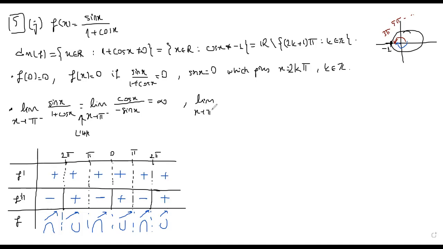From the right, we need to compute that too. So we will have the same function f of x inside of the limit. Now it will be again sinus pi is 0 and 1 plus cosinus pi is 0. So we will have again 0 over 0. We take the derivatives by applying L'Hopital rule. We will have the same function cosinus x over minus sinus x. Again, when we're approaching pi from the right, we will have minus cotangent, so it's minus infinity.